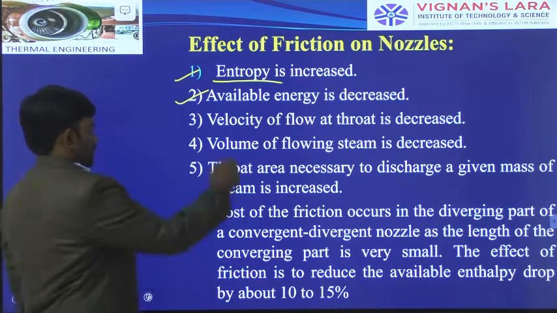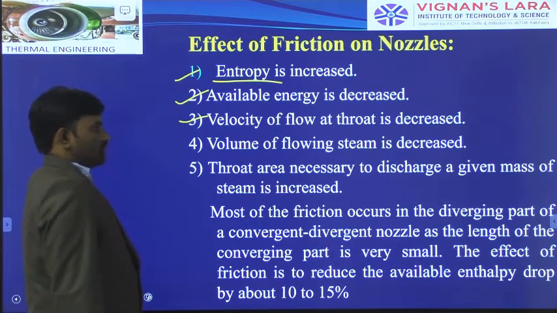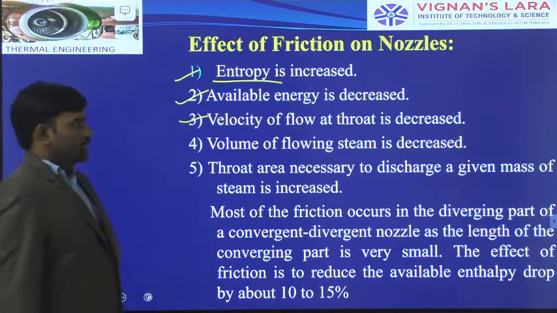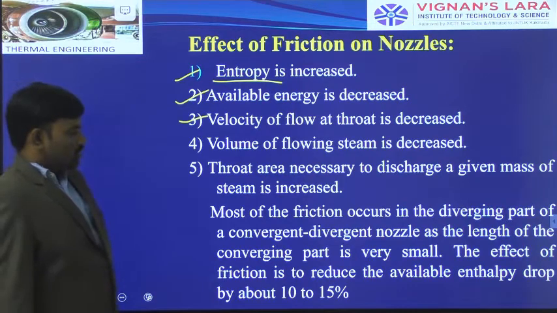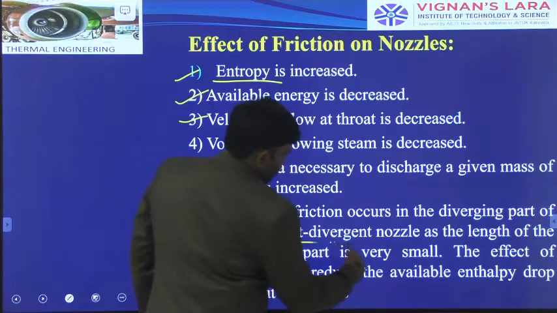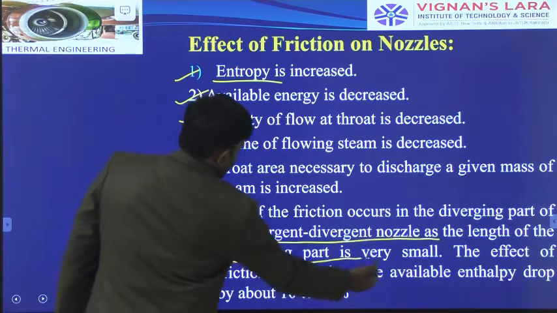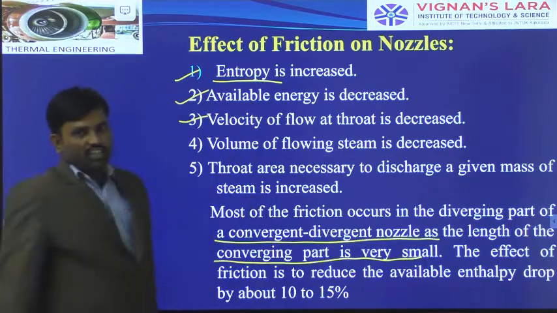Throat section velocity is decreased, volume of flowing steam is decreased, and the throat area necessary to discharge a given mass flow of steam is increased. And most of the friction occurs in the diverging part of the convergent divergent nozzle, as the length of the converging part is very small compared to the diverging portion.